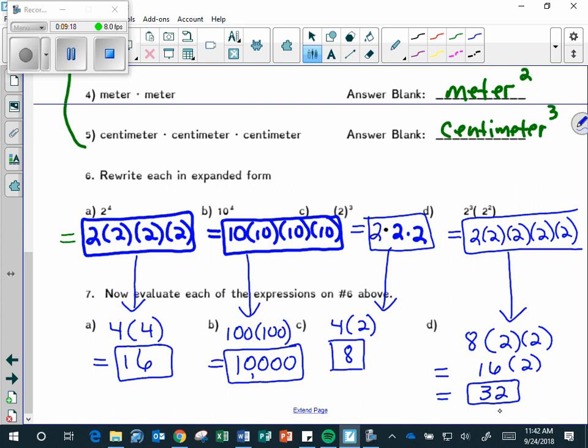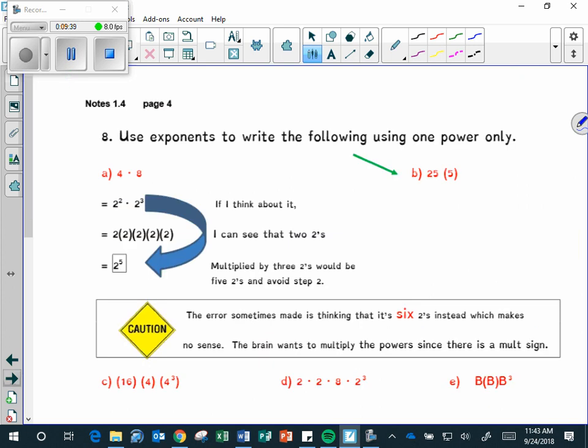So the answers down here, we say they're evaluated or simplified. Up here, these were exponential expressions that were given, and we wrote them in expanded form. So you kind of got a little bit of terminology to get used to.